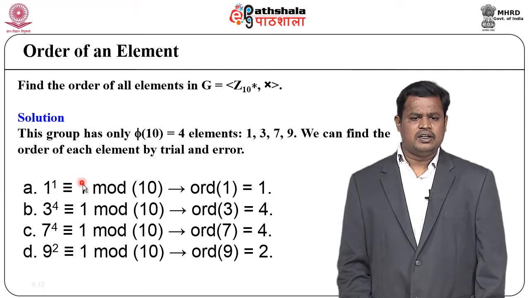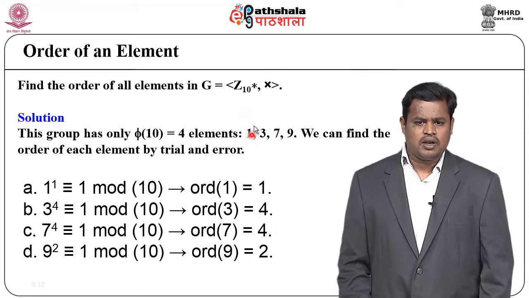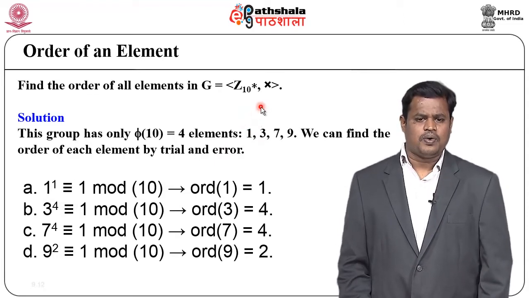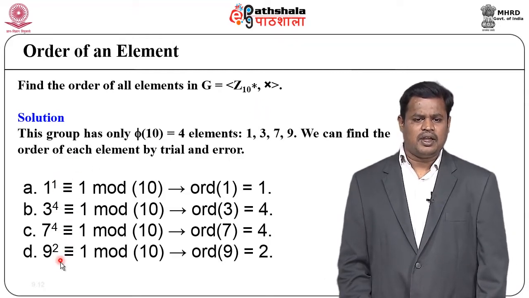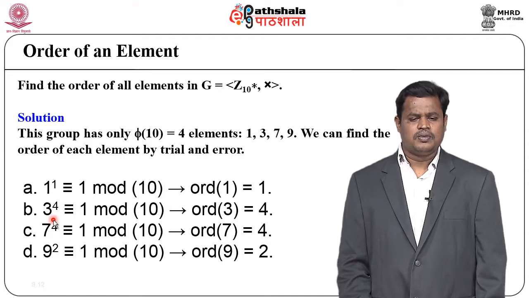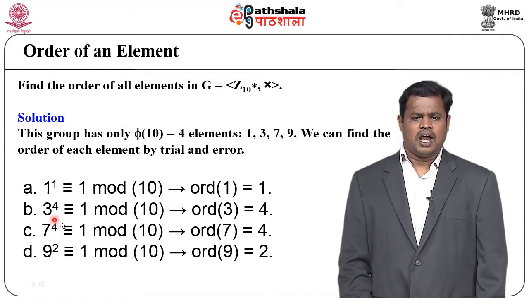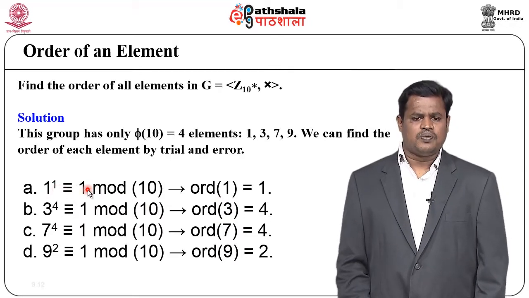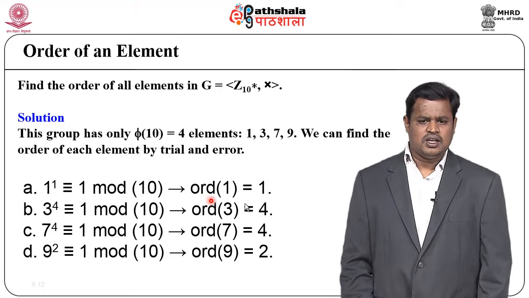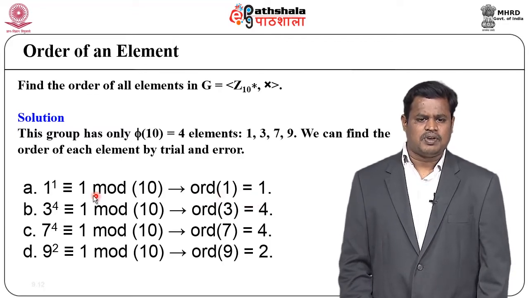The idea here is that I start with the elements available in the group, with 1. Next I will go for 1 power 2, 1 power 3, 1 power 4, and keep on trying in a trial and error way. At one point I will get 1 as the answer for some power, and based on this I will find the order of the element. When an element raised to a power results in the congruence 1, that power is the order of the element. For example, the order of 1 is 1 because the power is 1.